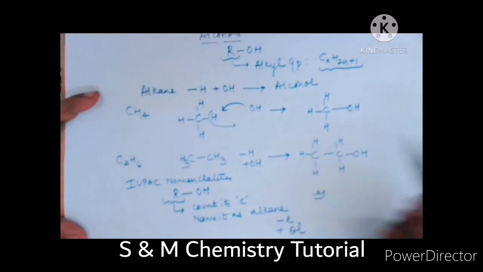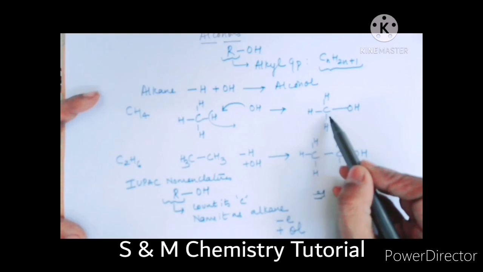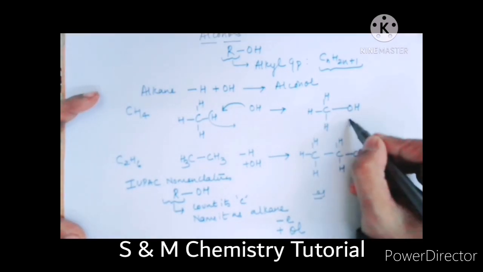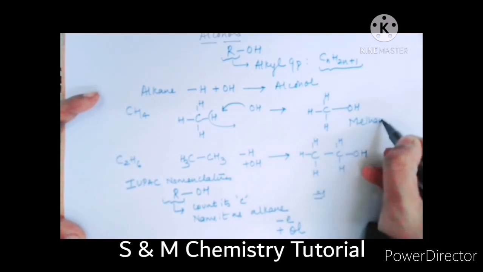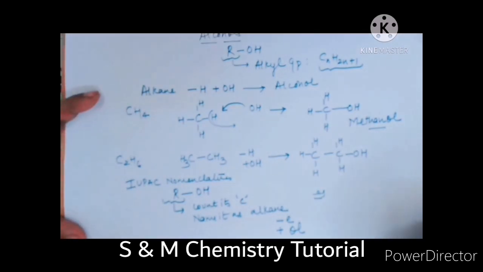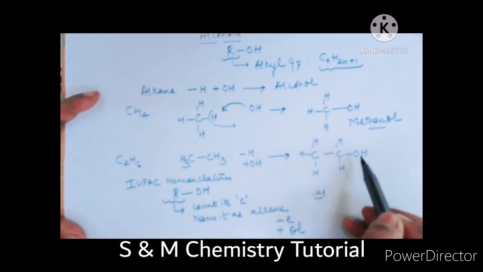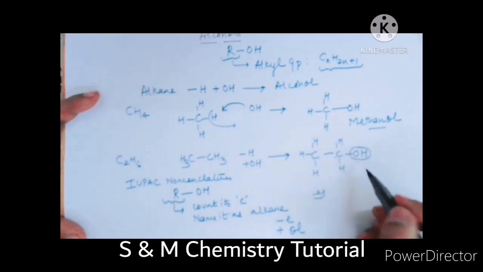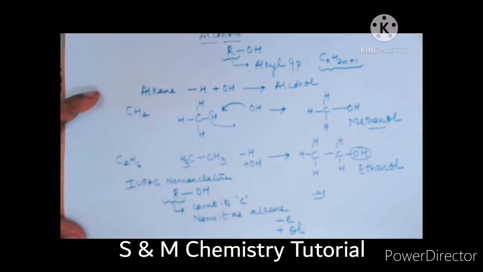The first example, let's count the carbons. There's just one carbon, so the name should be methane. Remove the E, add OL. So the name becomes methanol. The second one, you have 2 carbons and the OH should be attached to one of them. So that's 2 carbons, which is ethane. Remove the E, add OL. That's ethanol.